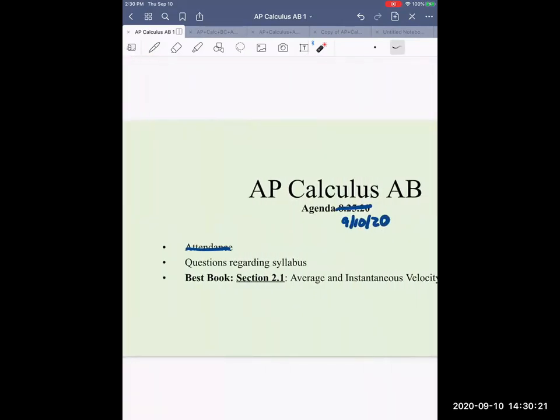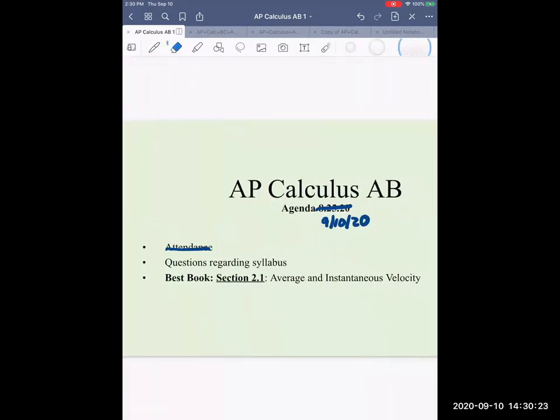So anyway, way back on 8/25, if I erase this, you can see we started with our syllabus. We started talking about our syllabus. I took attendance, of course, but we started with section 2.1. So you are behind, but you're not that far behind.